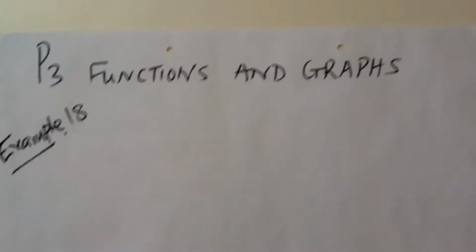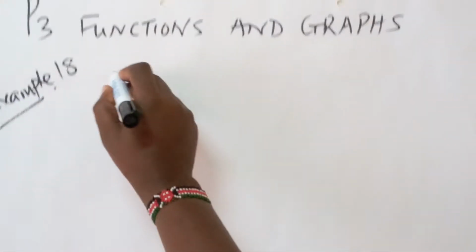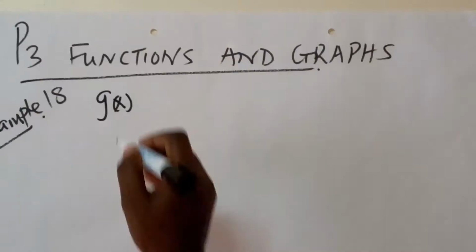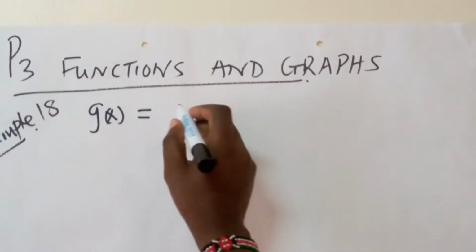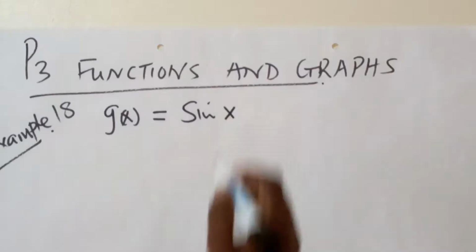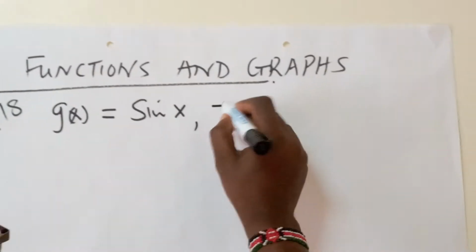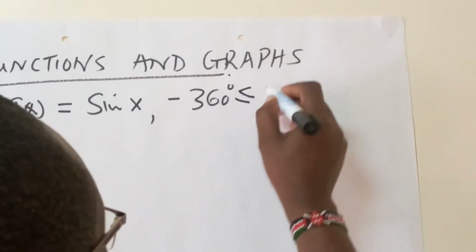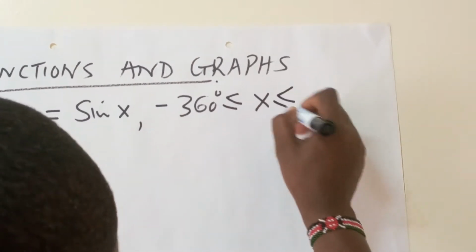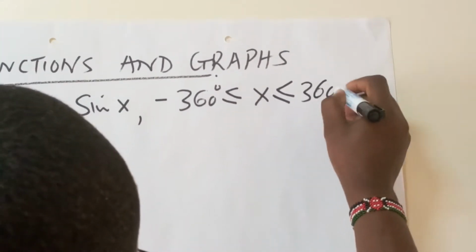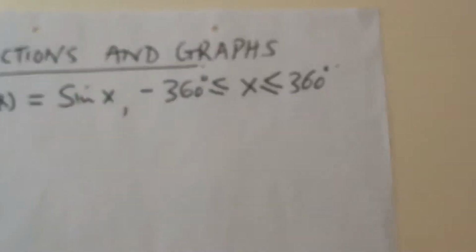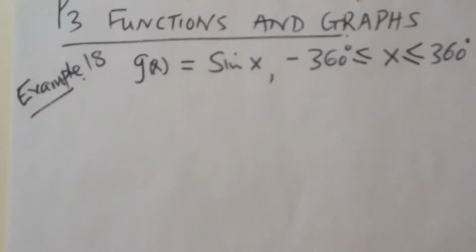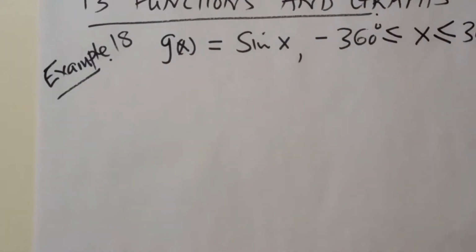In example 18, the function of x is equal to the sine of x, where the value of x is between negative 360 and positive 360 degrees. Part A: sketch the graph of y equals g(x).